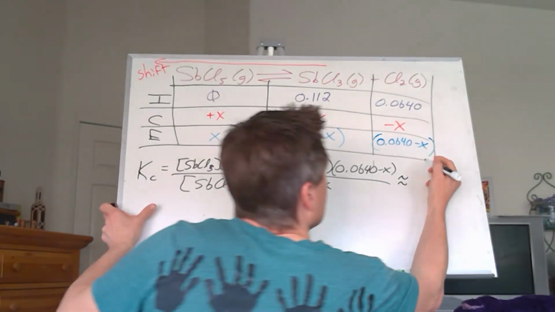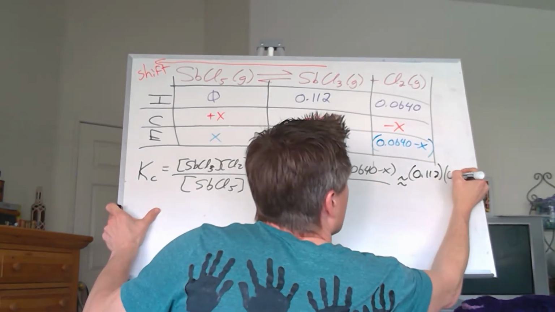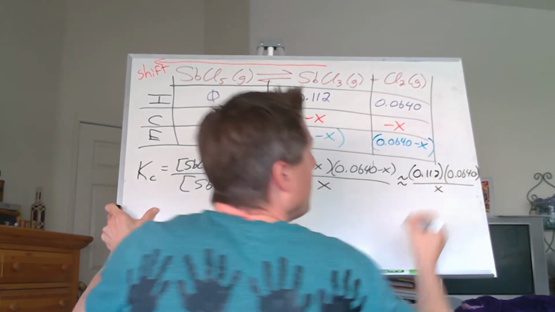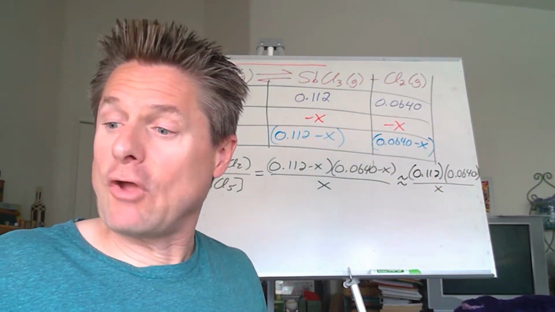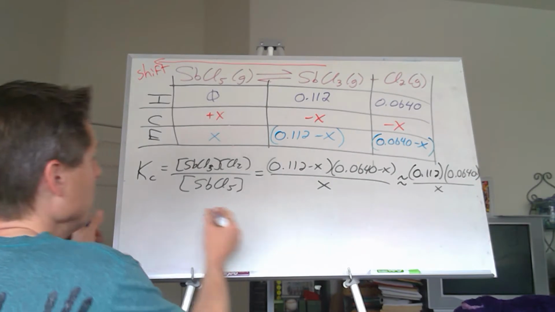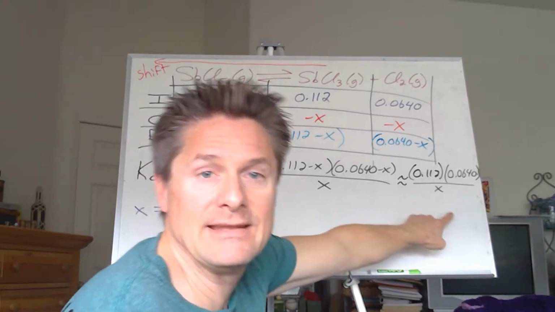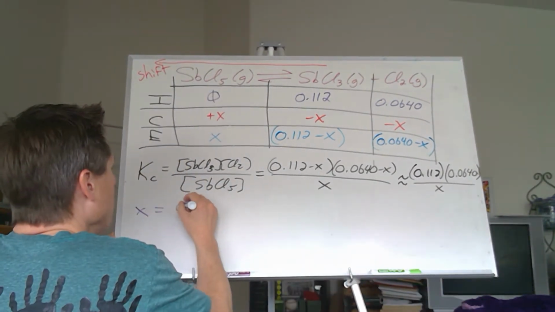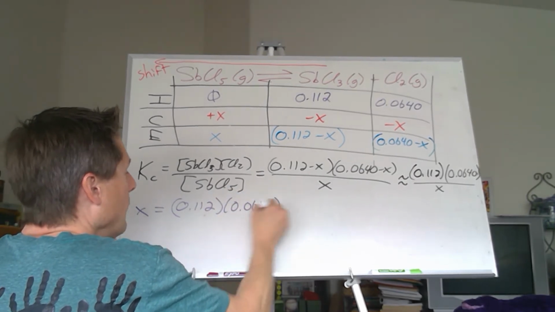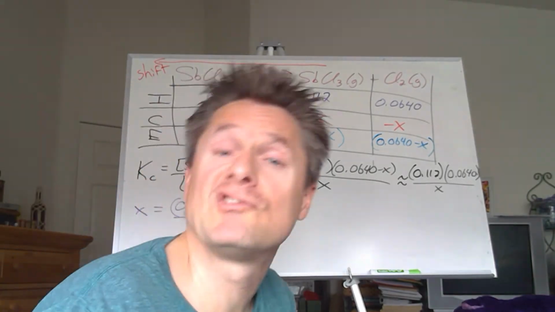So I'm going to make the assumption that this is just 0.112 times 0.0640 divided by x. That's my simplifying assumption. So let's solve for x, having done that, because I know what Kc is. Let's isolate it for x. So x will be, I'm just going to move x over and bring Kc down. I'm just going to switch their spots. So that will be the 0.112 times the 0.0640 divided by the value of Kc. Just some simple algebra there.